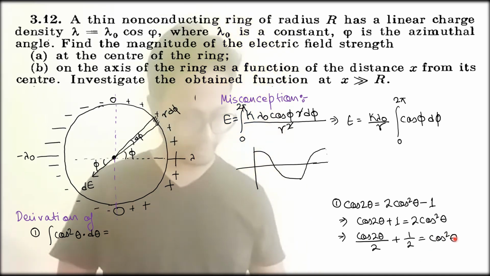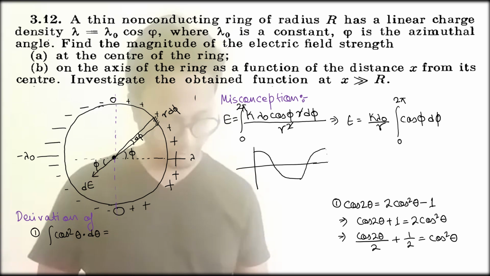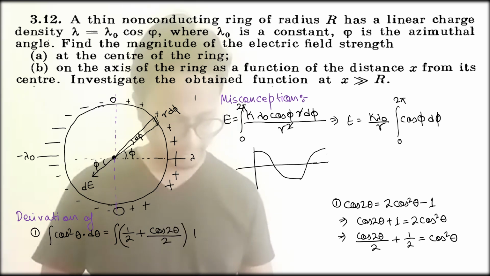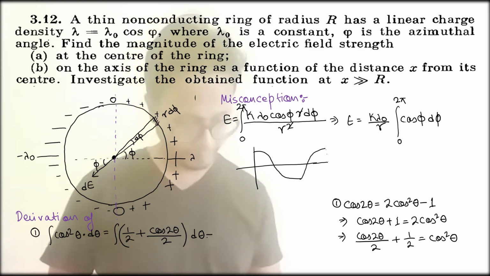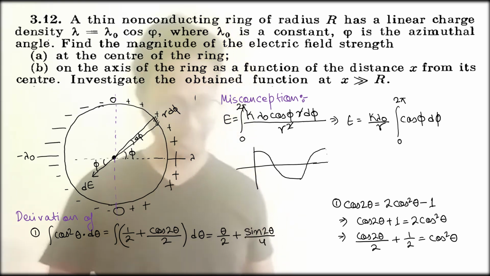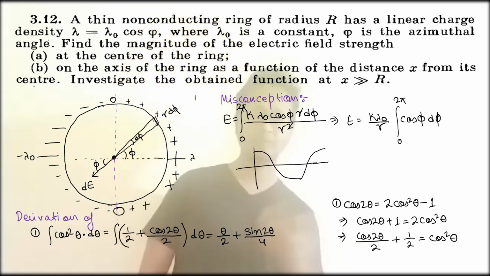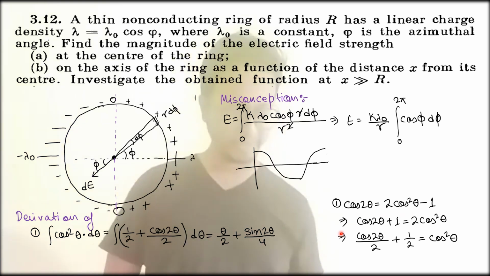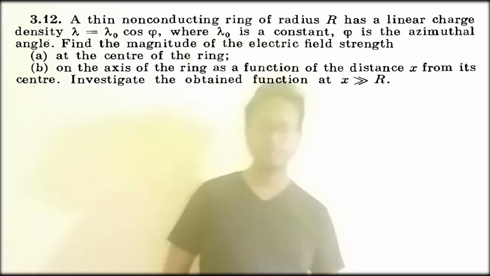If I substitute this value out here, what do I get? Integration of half plus cos 2 theta divided by 2, into d theta. And when you integrate this, you get somewhat like theta by 2, and for the cos term you get plus sine 2 theta by 4. For sine square theta d theta, just ask your mathematics teacher. It will follow the same method. Okay. Now the second part of the question.